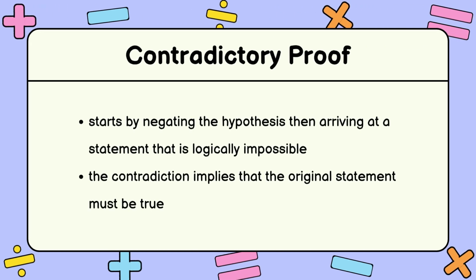We also have contradictory proof. It's quite similar to contrapositive proof, but instead of proving the opposite of the entire statement, we only negate the hypothesis. When the negated hypothesis cannot be proven true, this implies that the original statement must be true.